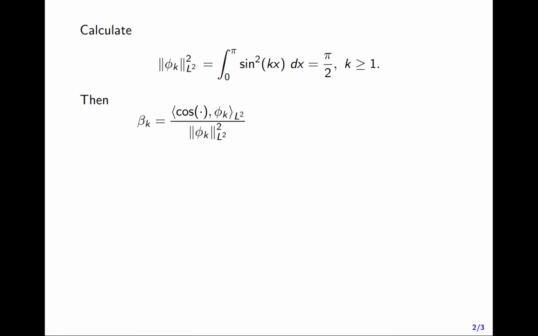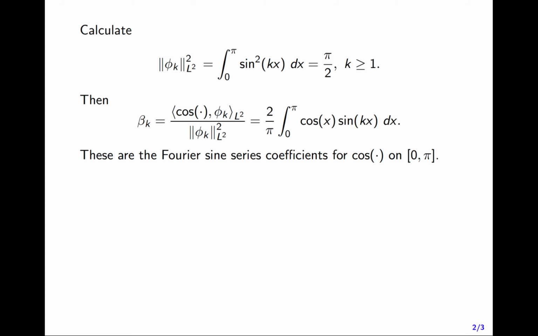And so then β_k is going to be the inner product of cosine against φ_k in L2 divided by the norm of φ_k squared in L2. So that's 2/π times the integral from 0 to π of cos(x) sin(kx) dx. We could, of course, calculate this integral directly, again by hand or a computer algebra system, but we could also recognize it as the Fourier sine series coefficients for the cosine on the interval 0 to π.